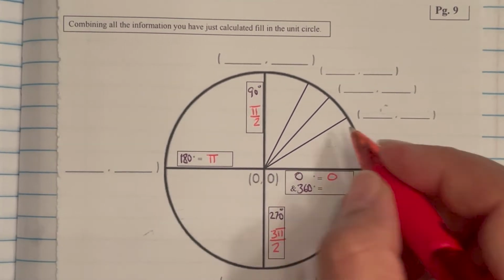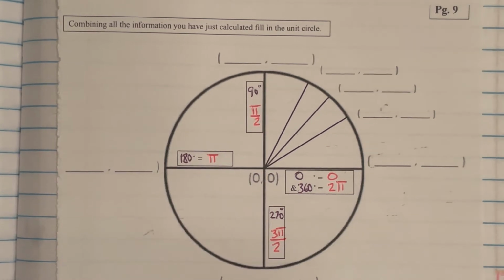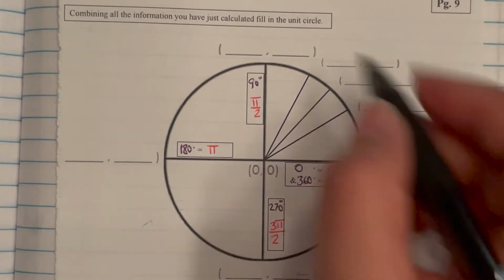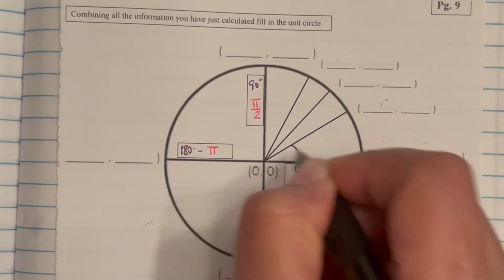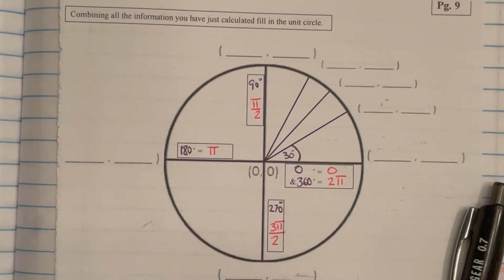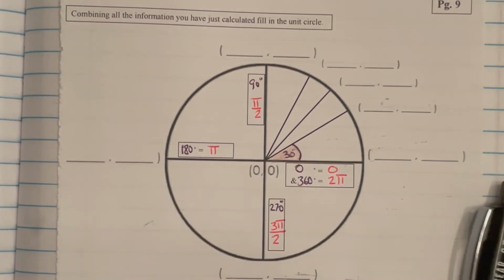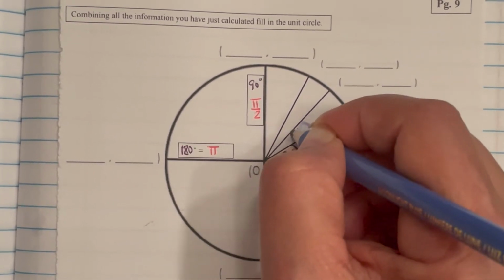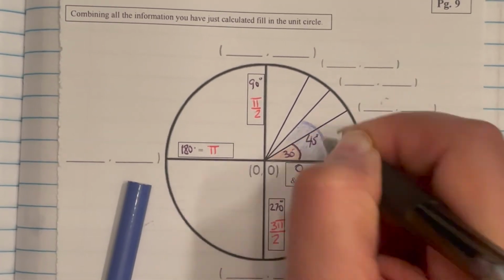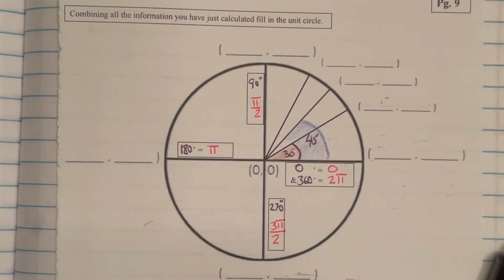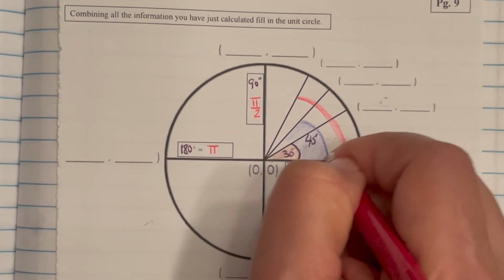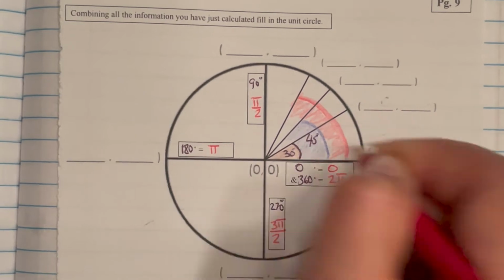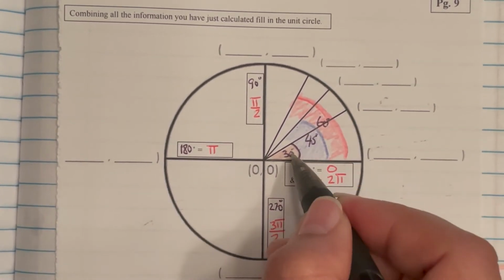Now we're going to transfer the triangles into the circle. So starting with the flattest triangle, that's going to be 30 degrees. The next one would be 45 degrees from the positive x-axis, that is. And then the last one will be 60 degrees. So we do need to memorize these ones.